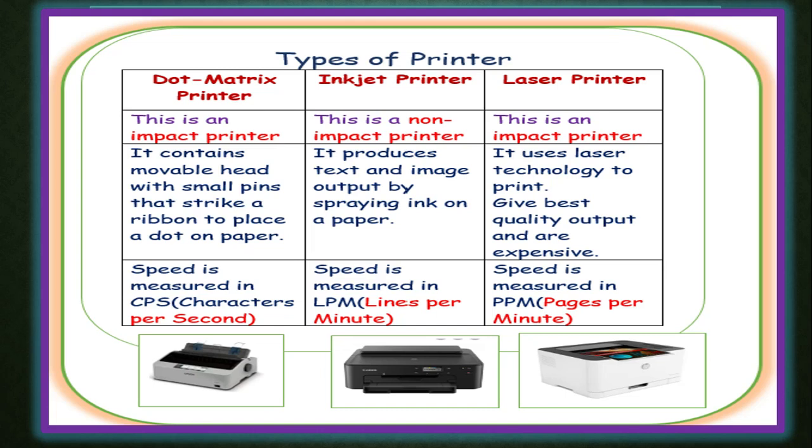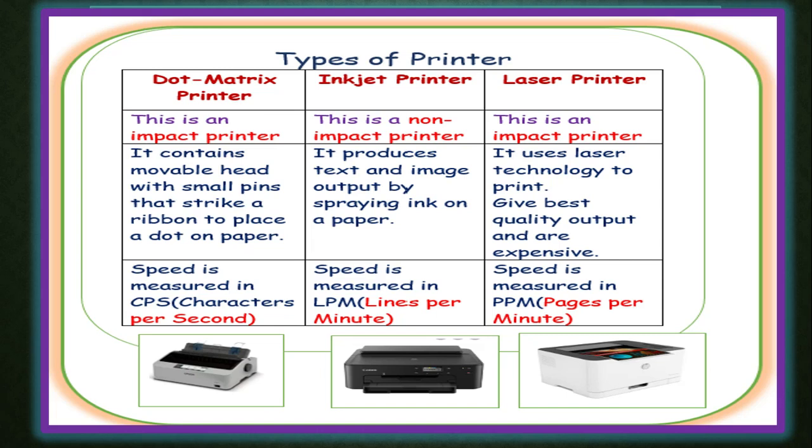Next type of printer is the inkjet printer. This is a non-impact printer. Non-impact means the printer head will not directly touch the paper. It produces text and image output by spraying ink on paper. So in the case of an inkjet printer, they will spray the ink on paper to produce text or any image. And the speed of an inkjet printer is measured in LPM. LPM means lines per minute.